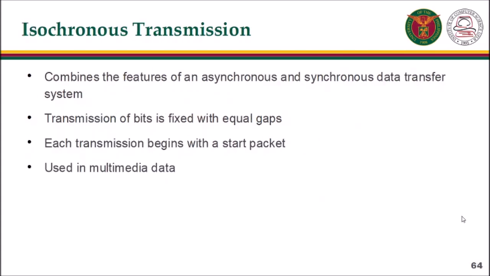Isochronous transmission combines the features of an asynchronous and synchronous data transfer system. Isochronous transmission guarantees that the data arrive at a fixed rate. Each transmission begins with a start packet, and it is mostly used in multimedia data.